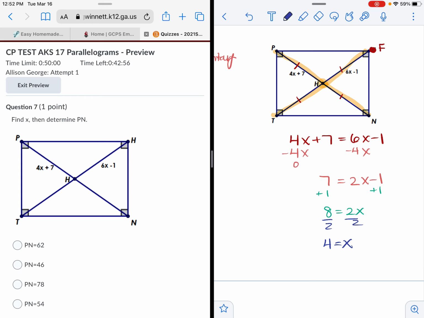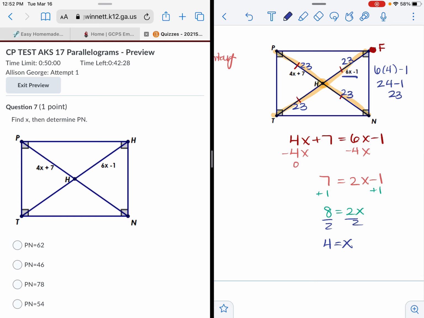Now that I've found 4 for x, I can plug that in to find one of the lengths. So maybe I'll plug it into this one right here, the 6x minus 1. So 6 times 4 minus 1. 6 times 4 is 24. Minus 1 is 23. And that tells me that not only this length is 23, but all 4 of them are 23.